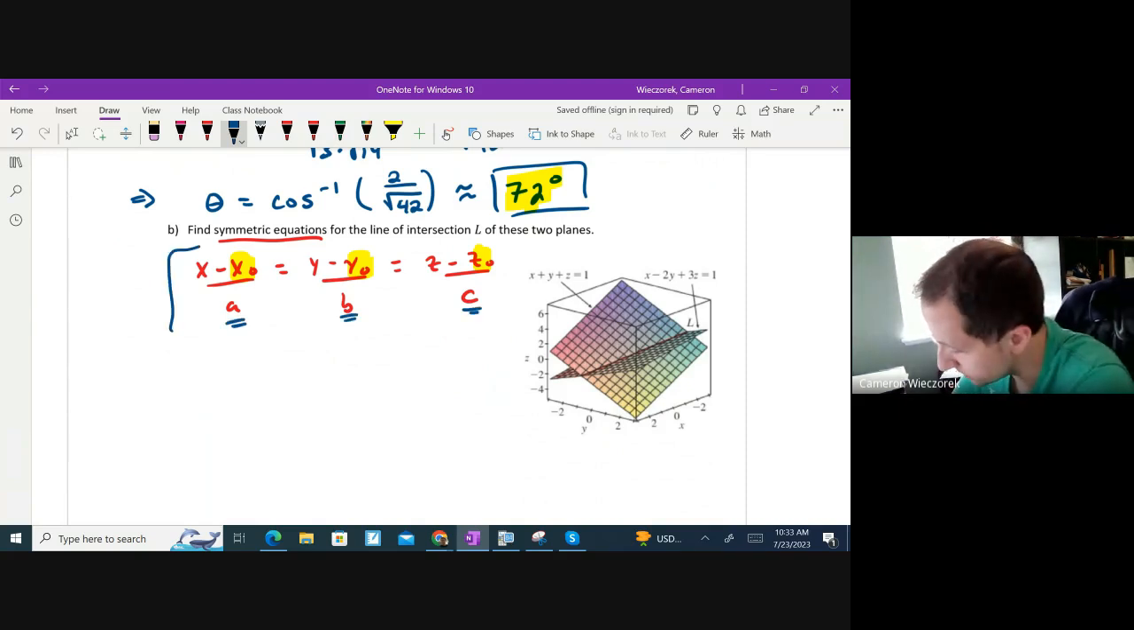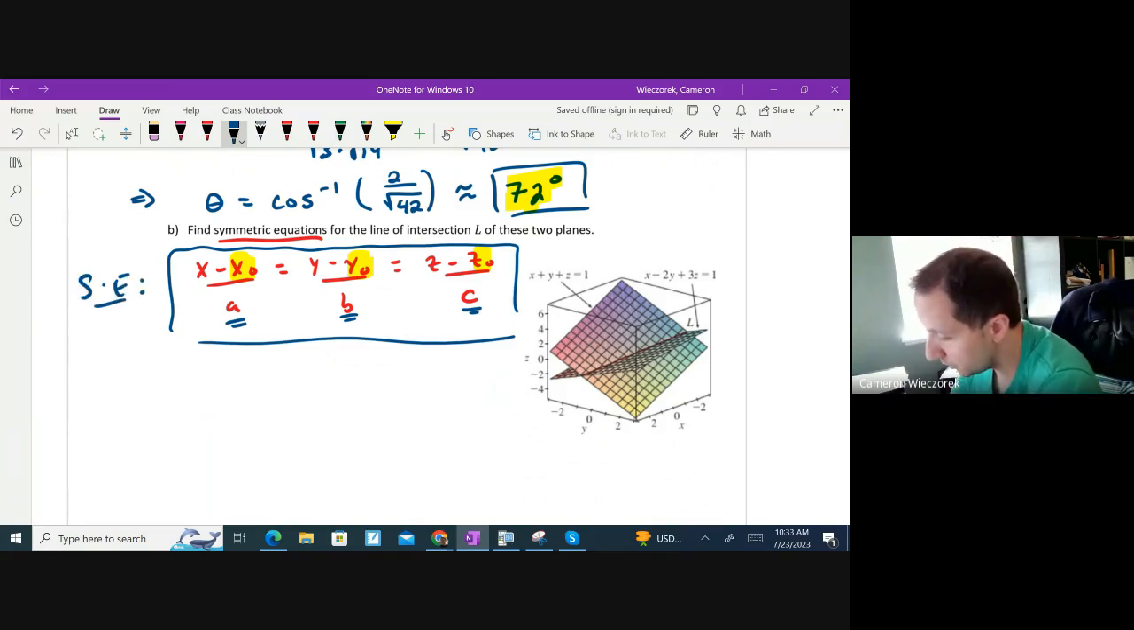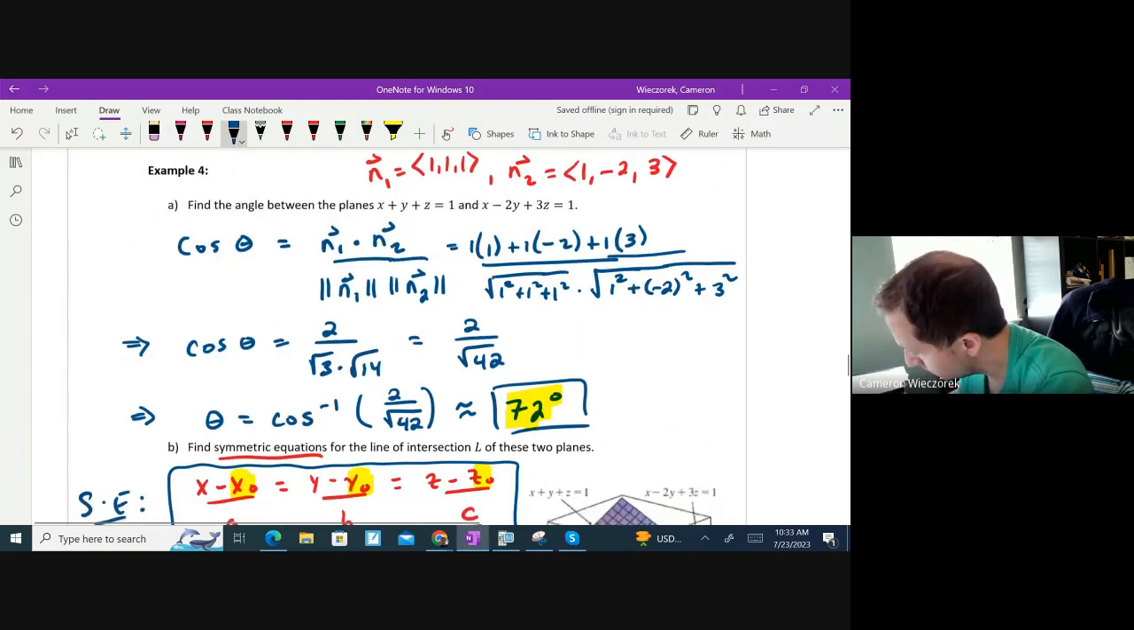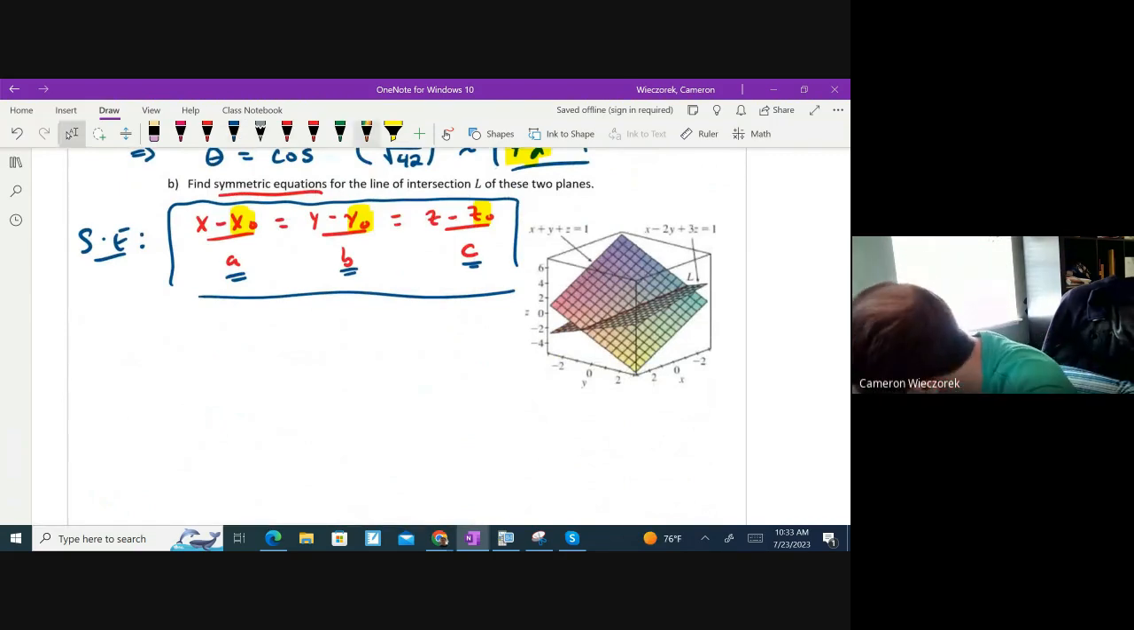Okay, so just a recap from the last section we looked at. This is symmetric equations. So we want symmetric equations for the line of intersection of the two planes. So we have two planes here, x plus y plus z equals 1. It's actually the same two we were just looking at. And they intersect in a straight line. So here, I'm going to draw it. These two planes intersect in this line that I'm outlining in a rainbow color here.